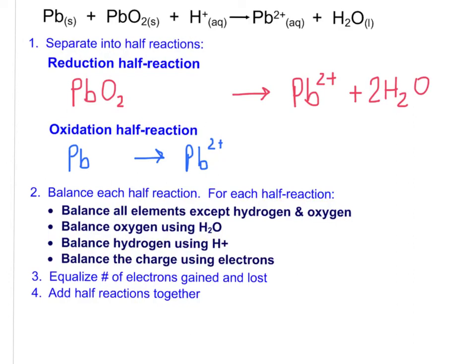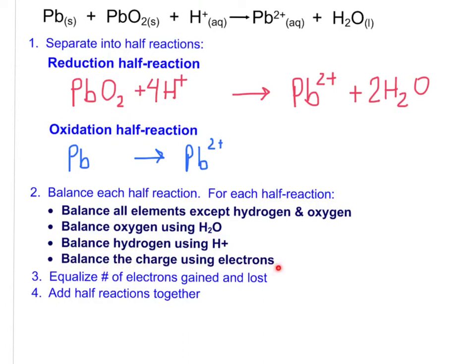So we simply add water. We need to add 2 of them so that we have 2 oxygens, because we have 2 oxygens on the left. Then we balance hydrogen using protons. So we can add protons to the left side here. And once again, we have 4 protons here, or 4 hydrogens there, so we need to have 4 there. We are done then balancing all of the elements.